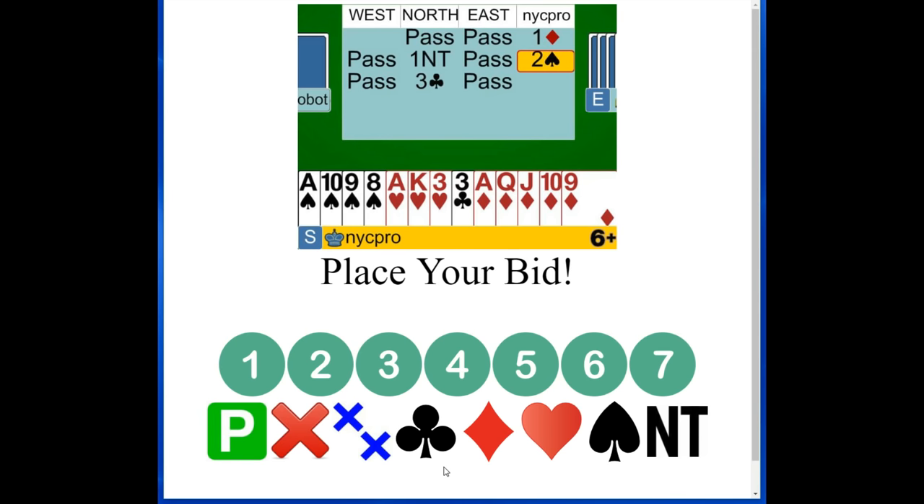And as it turns out, partner bids 3 clubs after we bid 2 spades. And now it's your call. So once again, we've opened the bidding a diamond, partner bid a no trump, we bid 2 spades, which is our reverse, and partner has now bid 3 clubs.